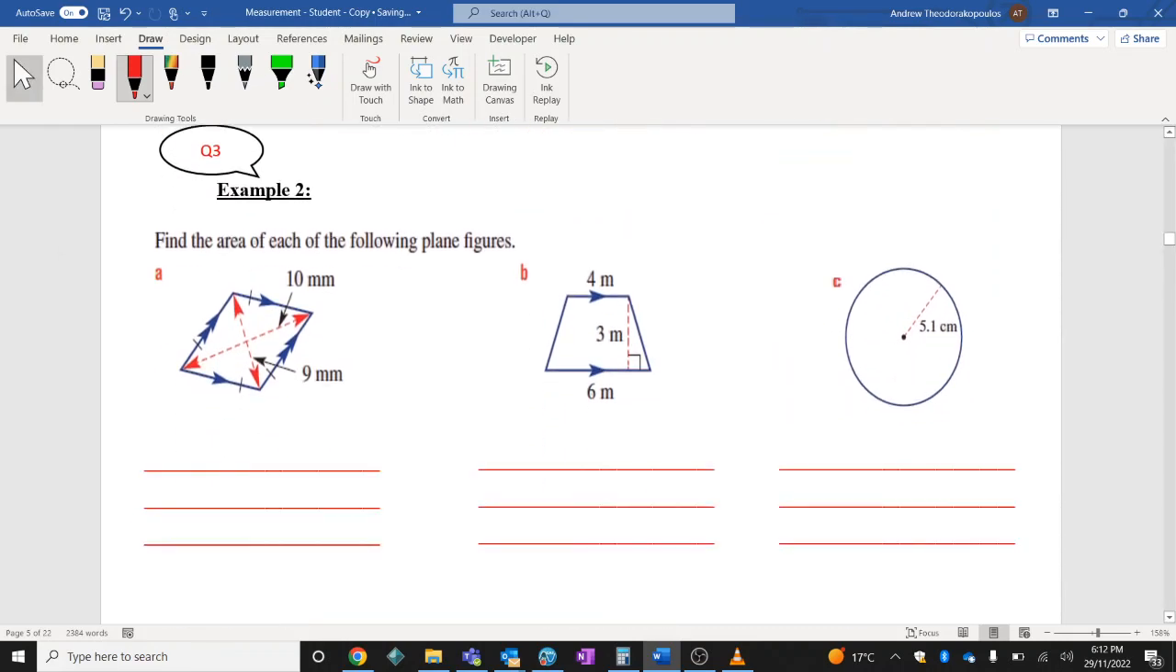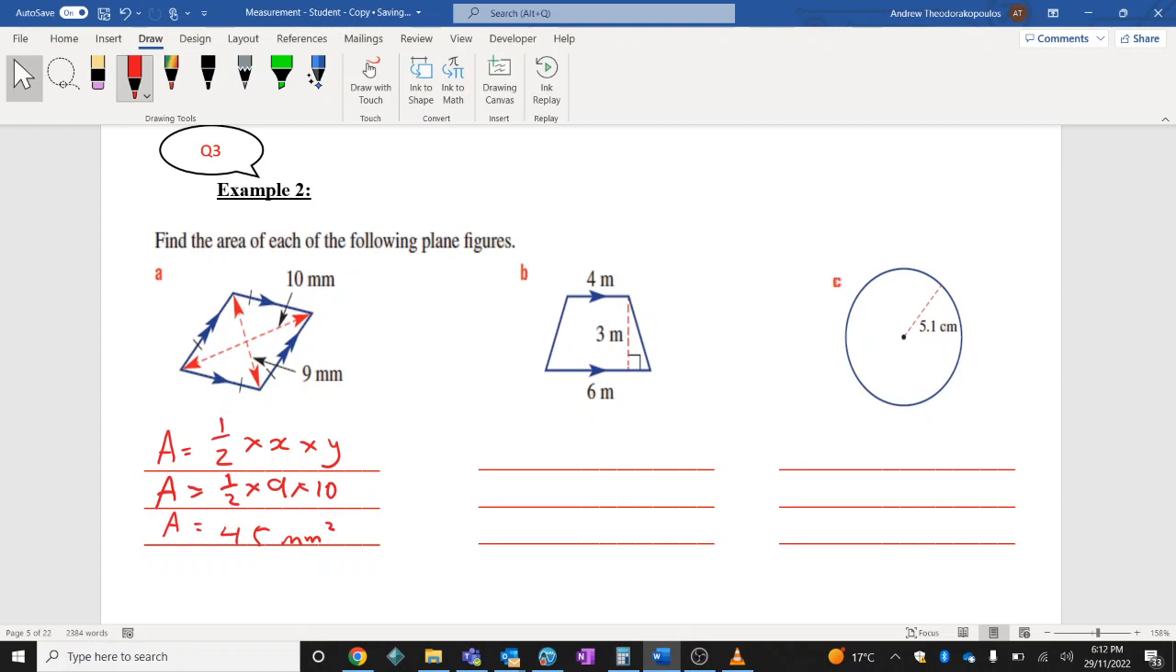All right, this here is what we call a rhombus. So the area of a rhombus is half times x times y, fill in the numbers, half times 9 times 10, and that gets you, you just work that out. That is 45 millimeters squared.